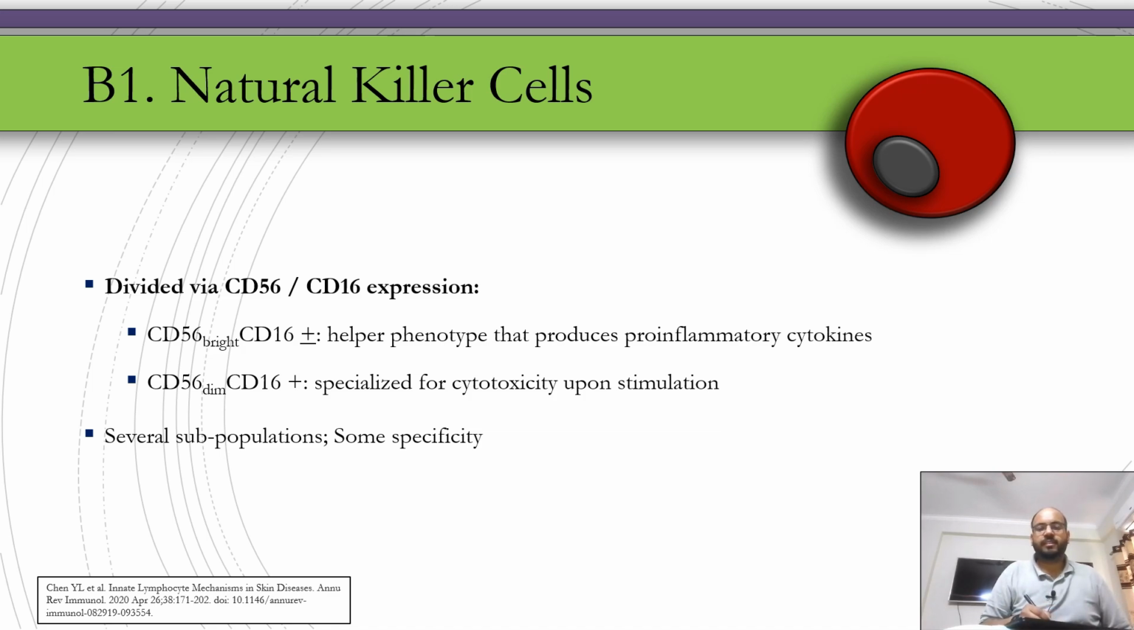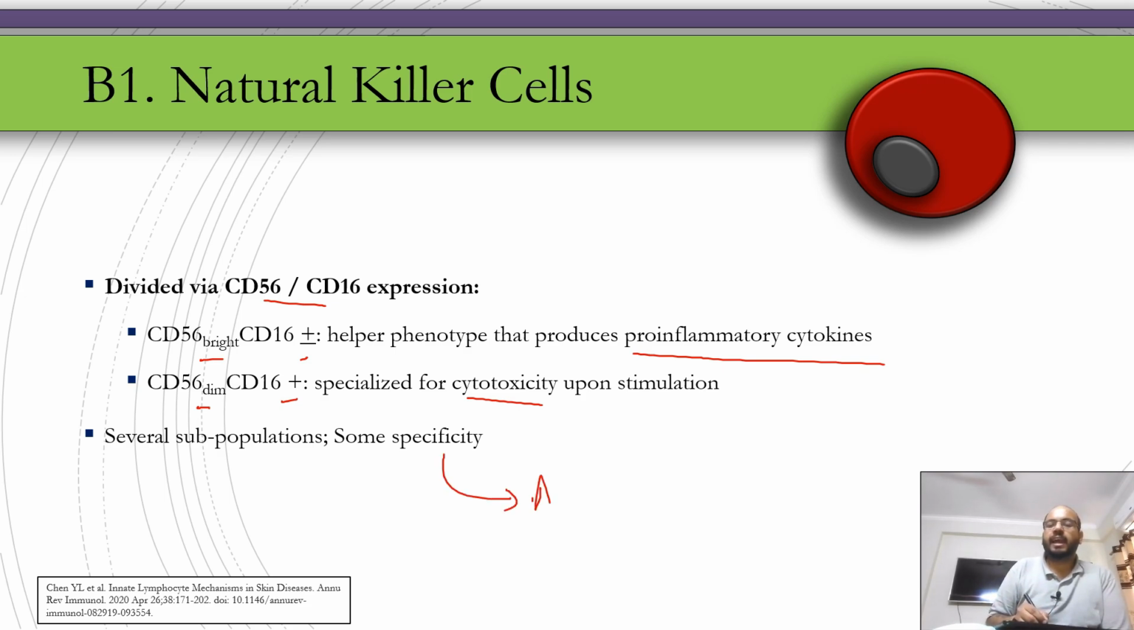Now, the NK cell population is divided by the CD56 and CD16 expression. You have CD56 bright, CD16 plus/minus, or CD56 dim, CD16 plus. The first group produces pro-inflammatory cytokines, while the second group has a more cytotoxic nature. There are several other subpopulations also, and recent studies have found that NK cells show some specificity. That means some populations of NK cells can act as a part of adaptive immunity. So these are just some extra points. Clear? Let's move forward.